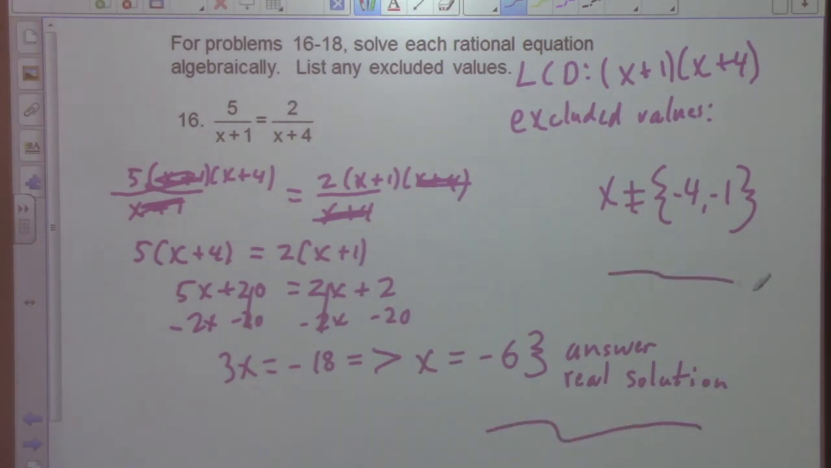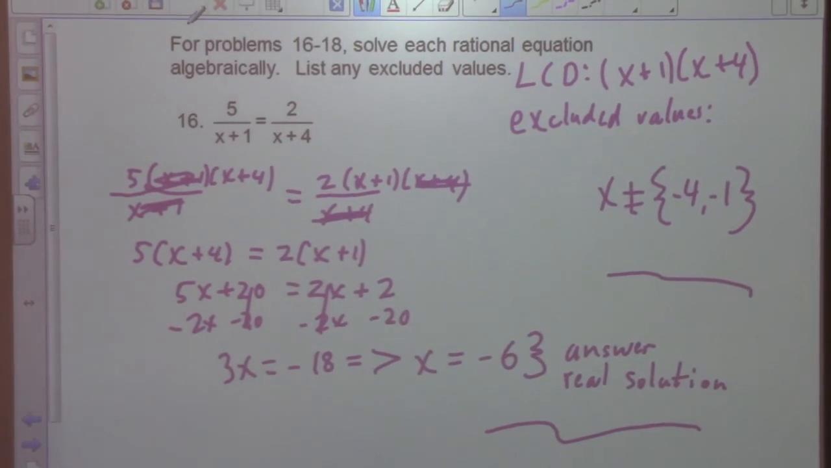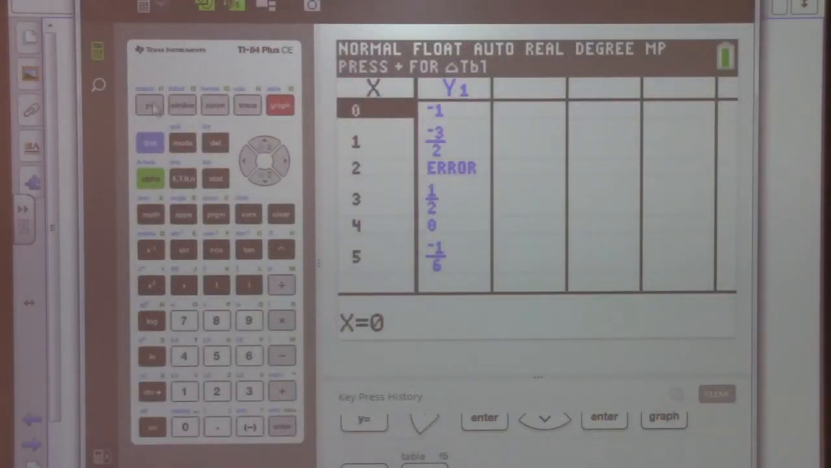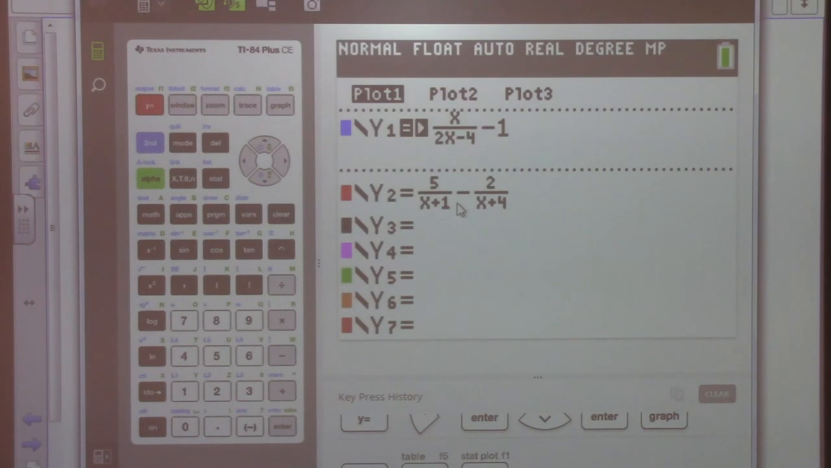Okay, excluded values. So I want you to go ahead and look at number 17. Well, I think I graphed this in the calculator too. You can solve by graphing. I think I put it over here. Yeah, let me show you here. I did this in an earlier class today.